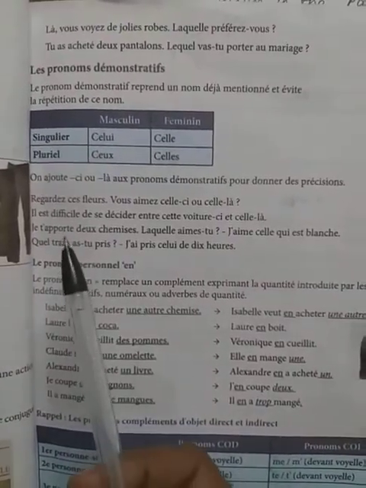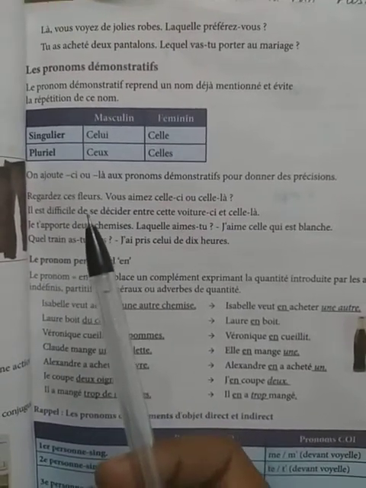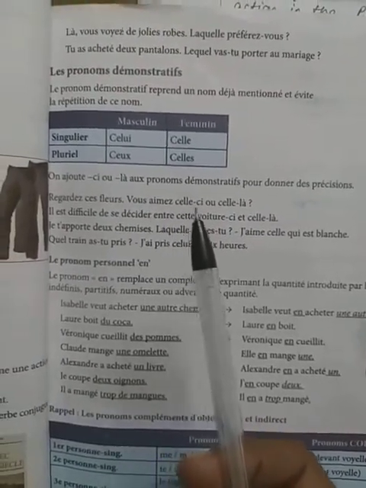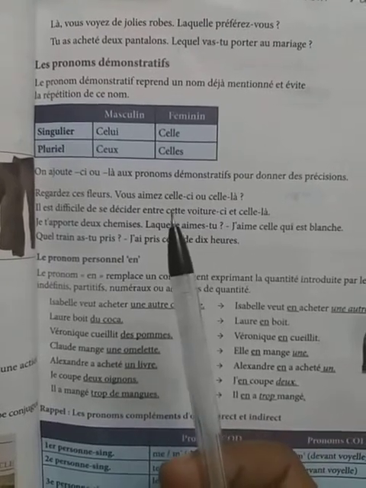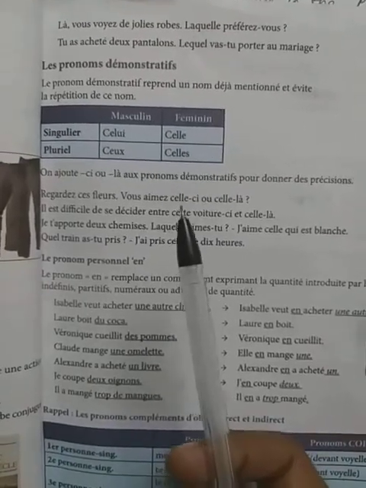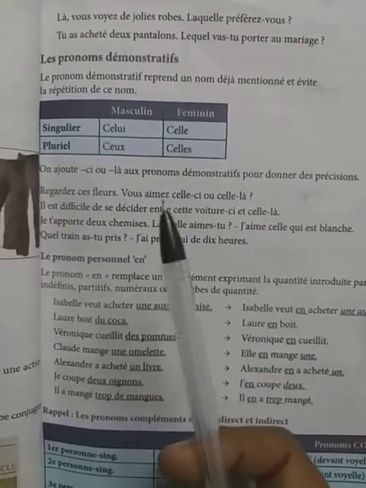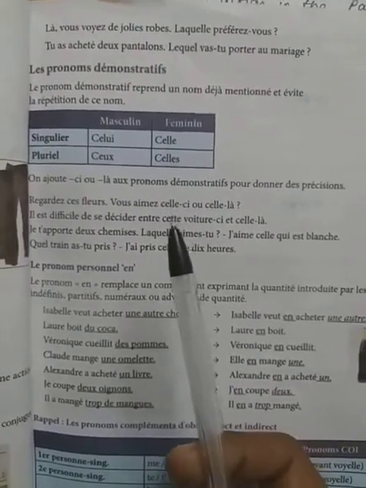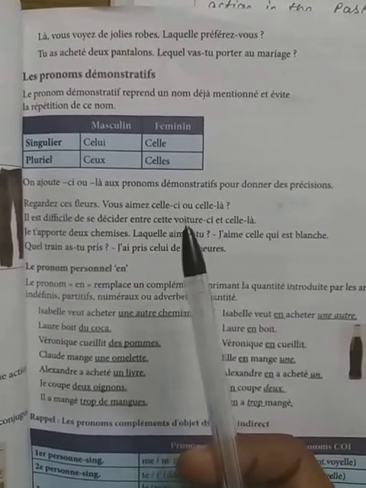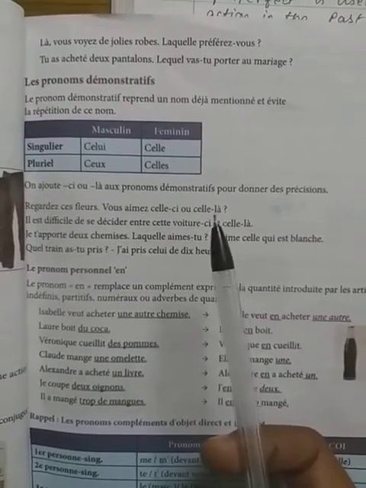See here the examples. Look at these flowers. Flowers, an exception, feminine noun. Vous aimez celle-ci ou celle-là? Do you like this one or that one? Flowers, I told you, are feminine. If you want to use the pronoun, you have to use celle. You have flowers, you are asking your friend, do you like this one or that one? Ci means adding the suffix for what is nearer to you. Là means adding the suffix for what is far away from you. So I am using these suffixes.